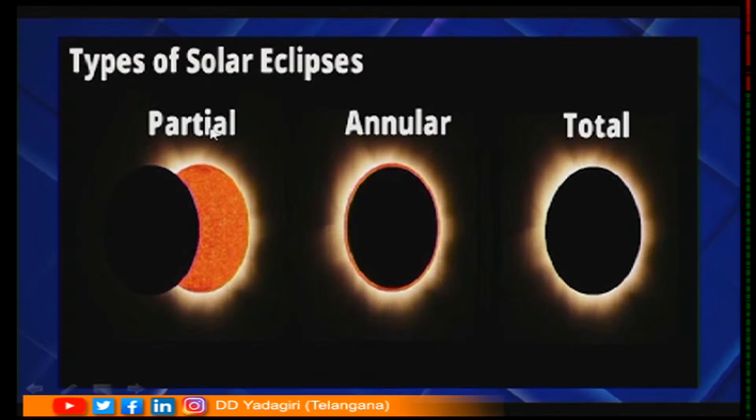Now, in a partial solar eclipse, you can see that the shadow of the moon is partially falling on the sun. So, only a part of the sun is not visible to the people living on the earth, and that means here the moon is present in the penumbral region. So, we call it a partial solar eclipse.